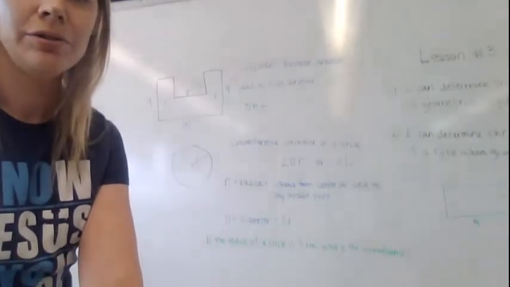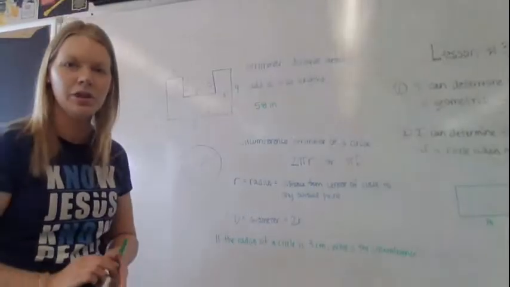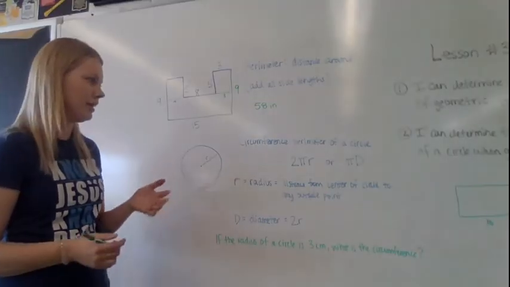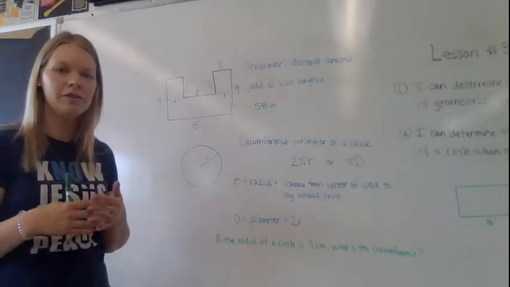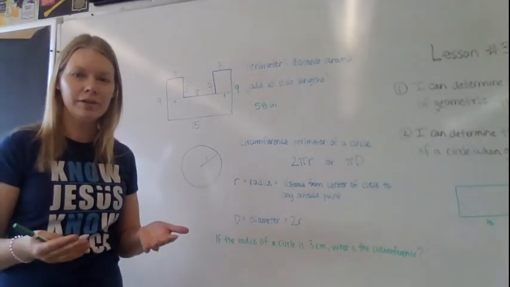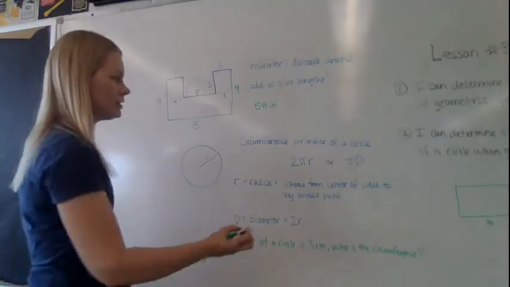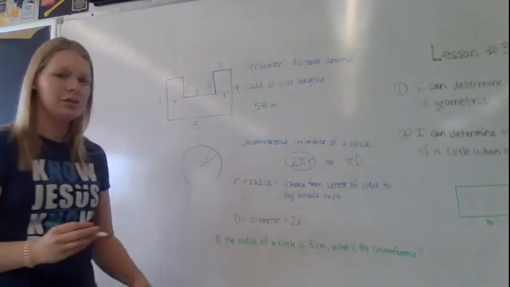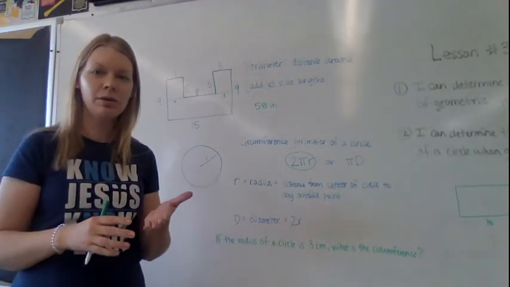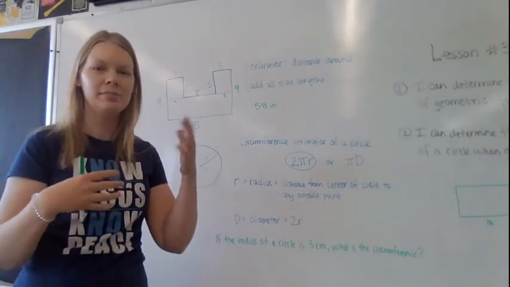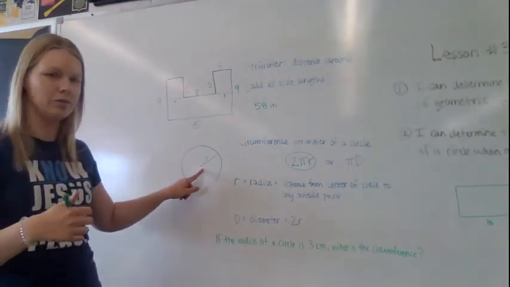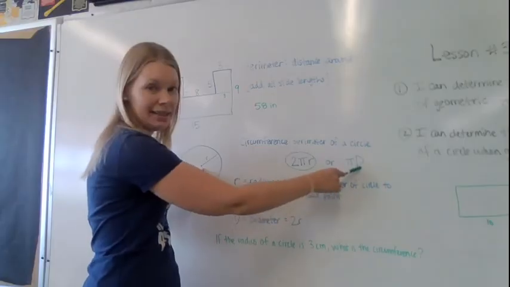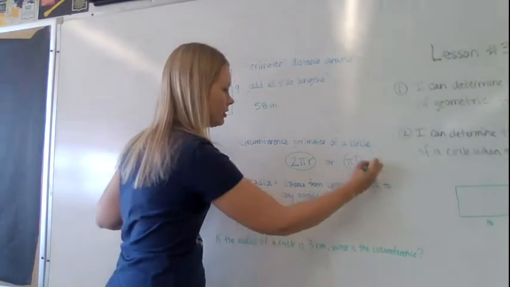Moving down to circumference. So the circumference is a type of perimeter that specifically applies to circles. Okay, so the circumference is the perimeter of a circle, and we have a formula to be able to determine circumference. This is the one that I use most commonly. 2 pi r, which means 2 times the number pi times r, which is the radius of the circle. We'll talk about that in a second. Or you can do pi times d. D stands for the diameter of the circle.